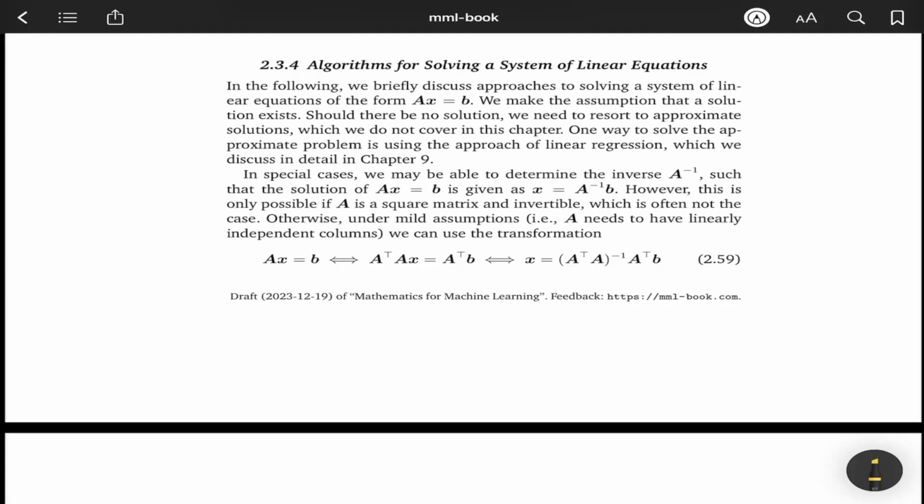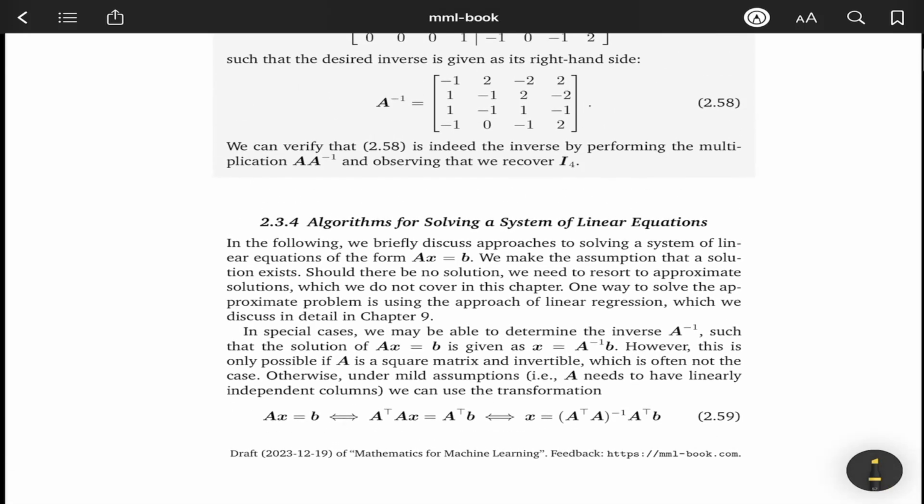Welcome to another open learning session where I'm going to catch up with deep learning. I'm working on this textbook called The Mathematics of Machine Learning. It's an open MIT book. The link is in the description.